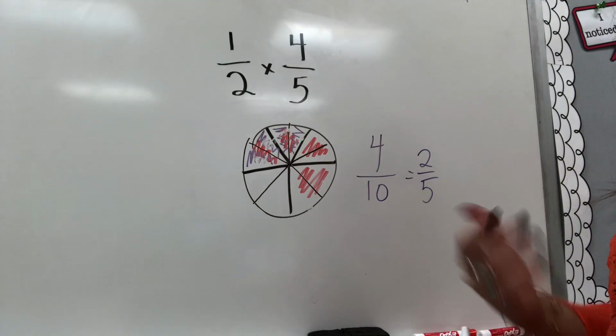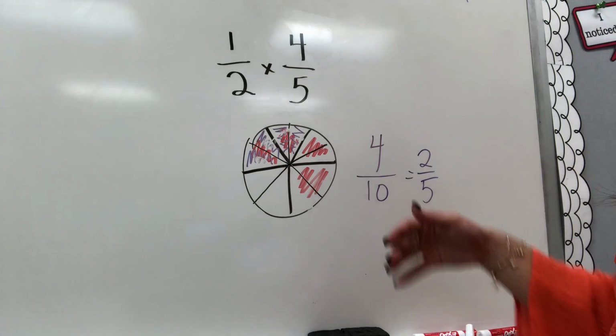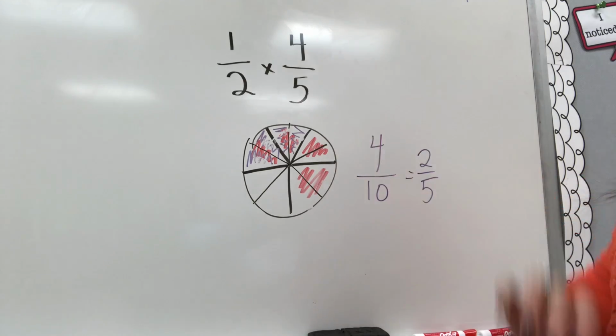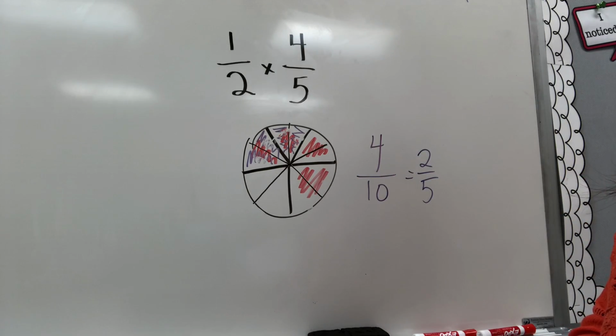So those are 3 different ways, with grid paper, just a rectangle, and then a circle, all area models, to show how to represent a model when you multiply a fraction times a fraction.